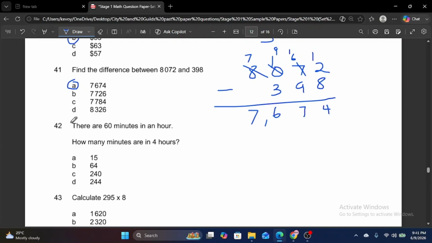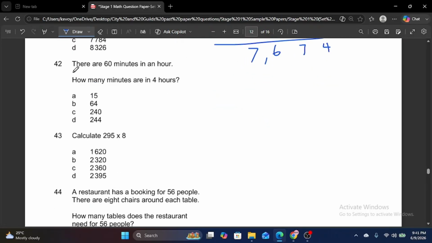All right, moving right along to 42. Scrolling down. There are 60 minutes in an hour. How many minutes are in 4 hours? So if 60 minutes are in 1 hour, how many are in 4? Multiply. So that's going to be 60 times 4.